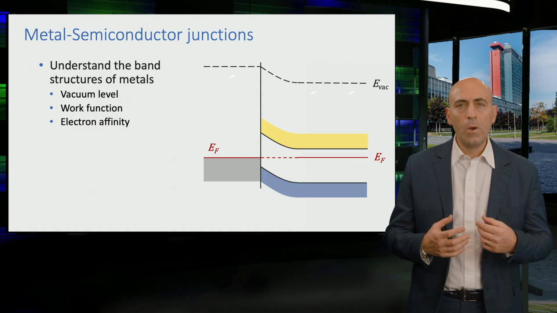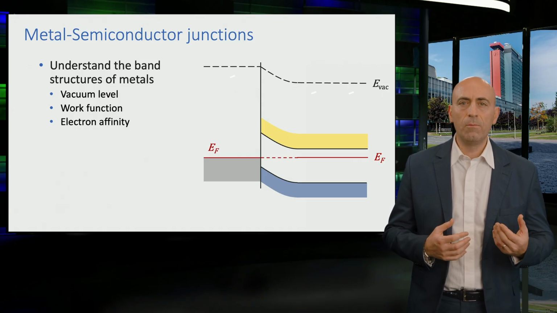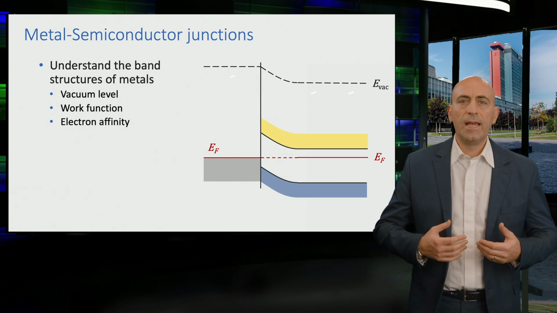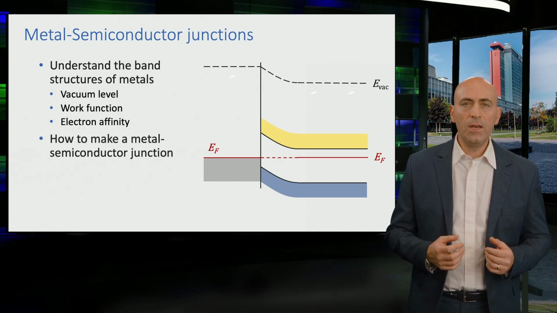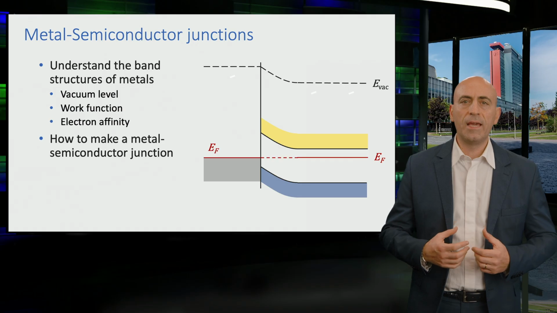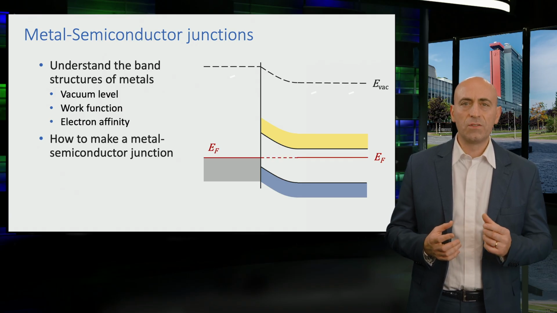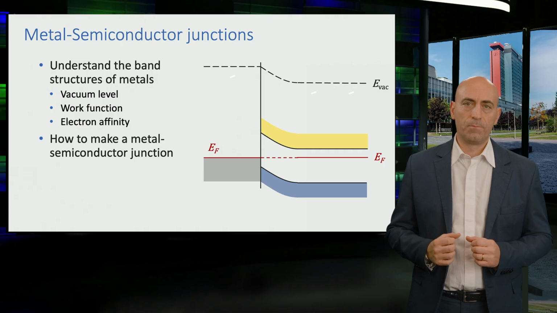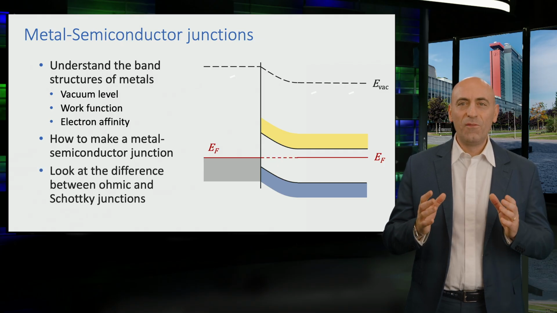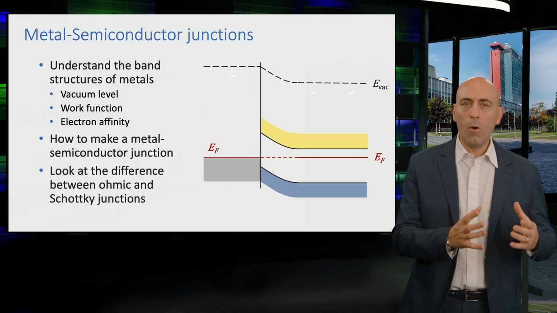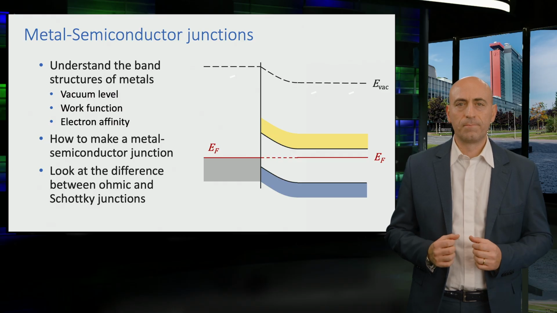By doing so, we will introduce the concept of the vacuum level, the work function, and the electron affinity. Then we will explain to you how to make a metal semiconductor junction and what its implications are on the device performance. Lastly, we will focus on the difference between ohmic and Schottky contacts.